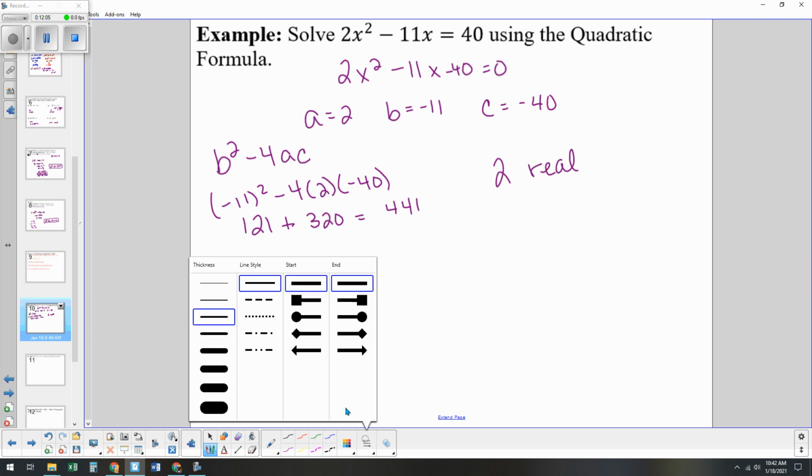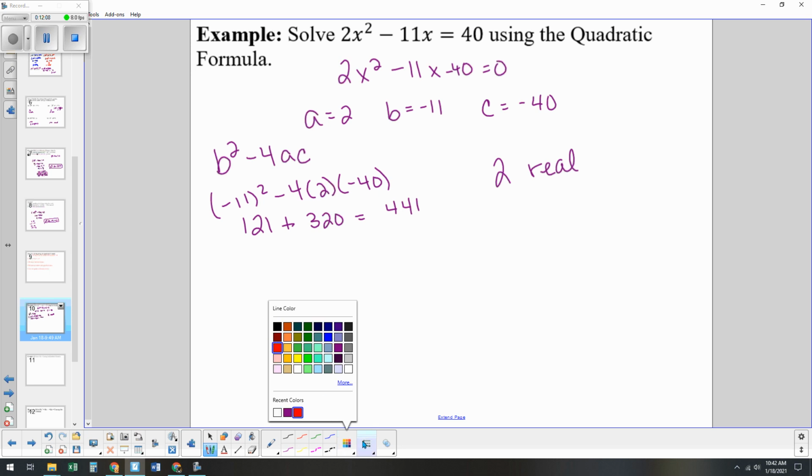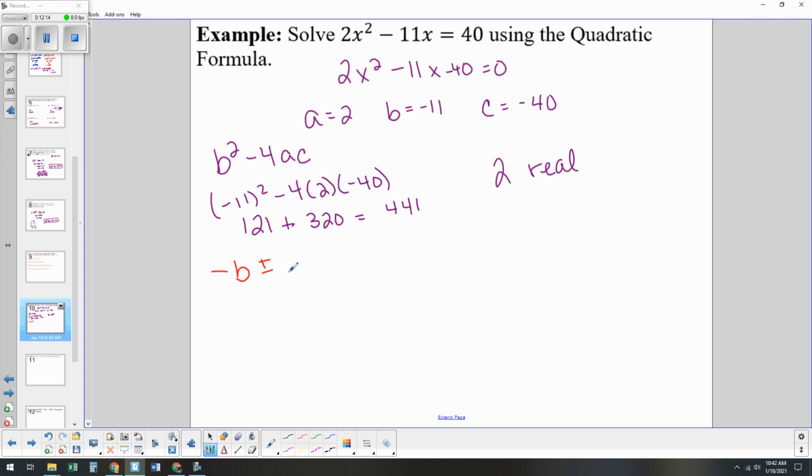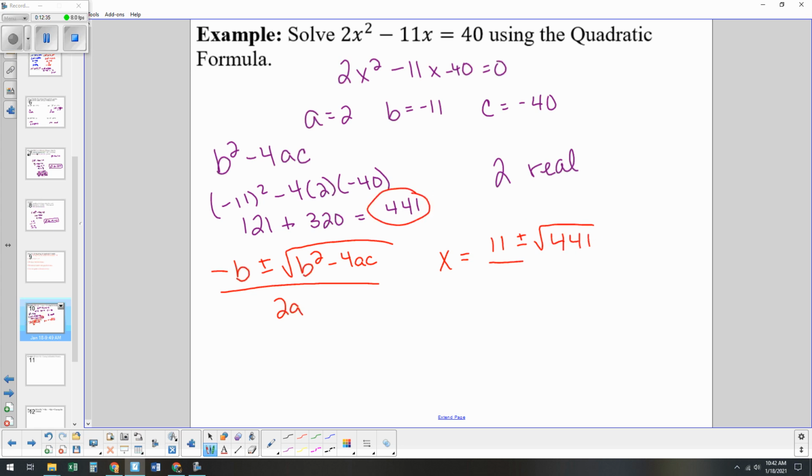So if I go to now substitute this into the quadratic formula, I've already done that b squared minus 4ac part. So I'm going to write it out first. Negative b plus or minus the square root of b squared minus 4ac all over 2a. So if I substitute in the opposite of b, so that's the opposite of negative 11 is positive 11, plus or minus the square root of, I already found that, 441, and the whole thing is over 2 times a, which was 2. So the quadratic formula looks a lot less intimidating once I've already found that b squared minus 4ac, right? I don't have to have a bunch of stuff under there.